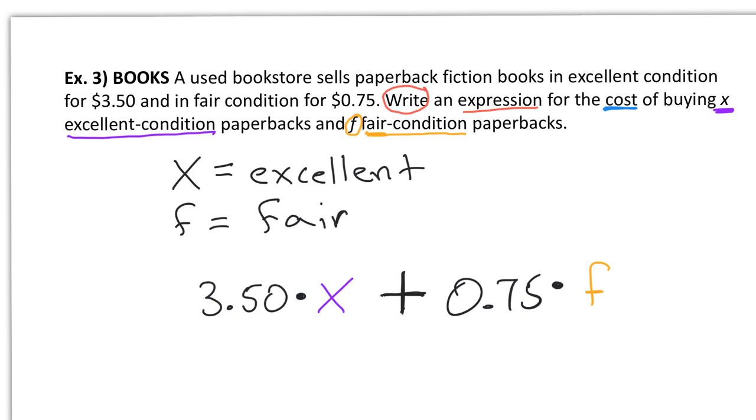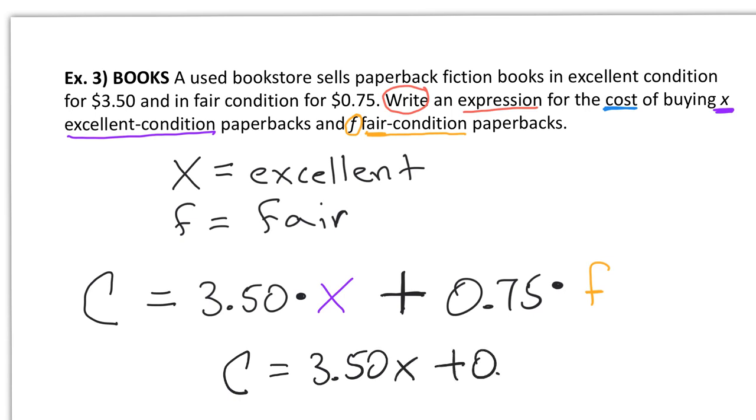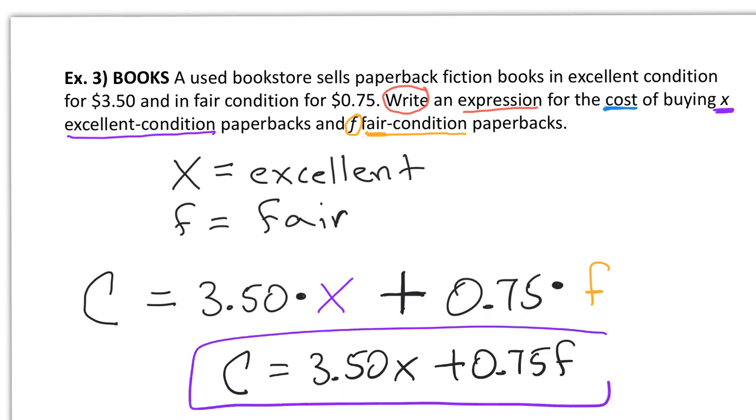So I'm going to put C for cost equals. This means that the cost, how much money you need to pay, depends on this equation. Now you don't need that times in the middle. So we can rewrite it as the cost equals 3.50x plus 0.75f. That is right here an algebraic expression that represents the word problem for these bookstores selling those types of books.